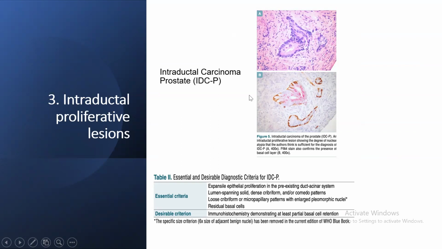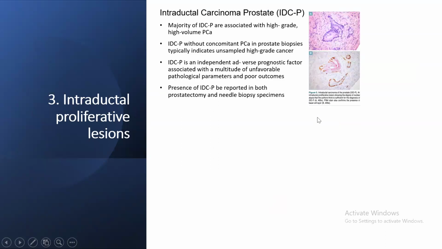Then intraductal carcinoma of the prostate is an important entity and important to recognize. These are the criteria. Earlier they were also there in the previous fascicle of WHO. The only change is the size criterion for nuclear size, which earlier was mentioned as more than 6 times the size of the adjacent benign nucleus. This particular thing has been dropped. The rest of the criteria remain: the solid cribriform pattern with comedo patterns and pleomorphic nuclei.